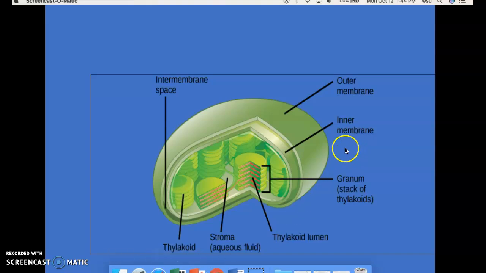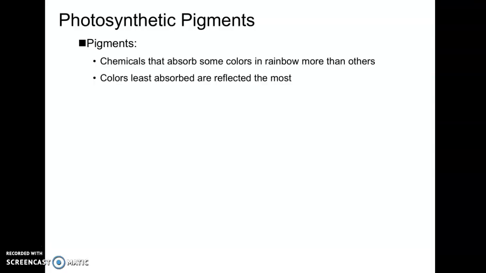But let's look at what's going on inside these chloroplasts, because the chloroplasts house many pigments. So the pigments that we want to look at are really important for this process. So when we think about pigments, whether they're photosynthetic or other pigments, basically they're chemicals that absorb some colors in a rainbow more than others do. So we're going to talk about the rainbow for a few minutes too, to talk about different types of pigments. Colors least absorbed, so the colors that might be least absorbed by a particular chemical or a particular cell, are reflected the most.